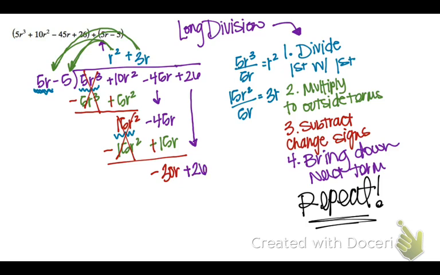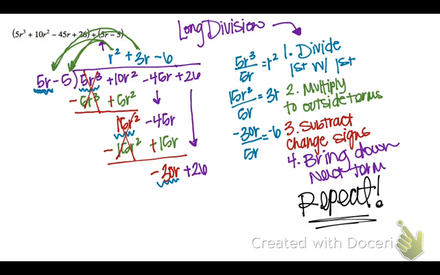So this is the last time we're going to have to repeat this. Now we're going to divide again, first with first. So negative 30r divided by 5r is, well, the r's cancel. 30 divided by 5 is 6. So we're left with a negative 6.